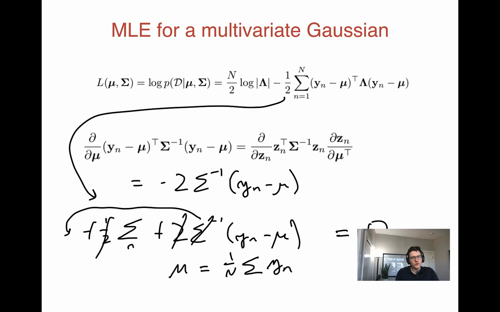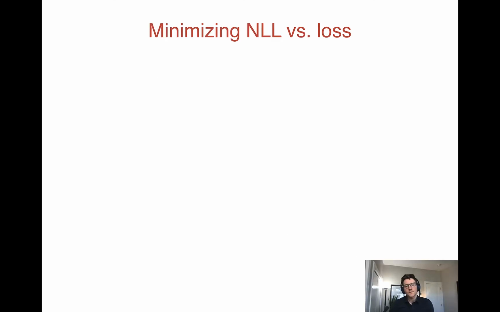We're not going to do the MLE for the sigma matrix here. It's a bit more complicated, involves a bit more multivariate calculus. Okay, so that was a bunch of practice finding the MLE by minimizing the negative log likelihood.